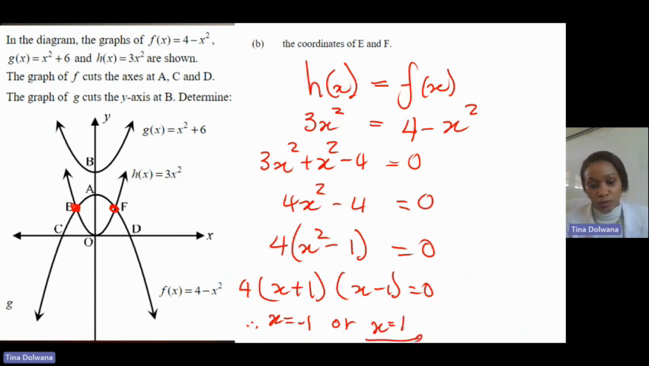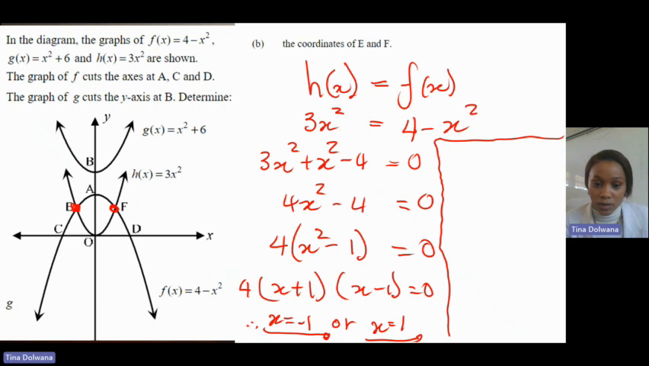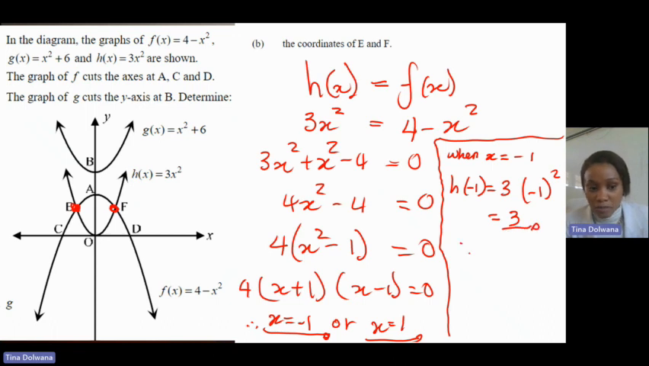Now, I do have those, but these are not x-intercepts. They basically have y values. So we need to now calculate those y values so we can have the coordinates. I'll start with when x is equal to negative 1, then we'll have 3 times negative 1, all squared. I'm just using h of x. You can use f of x as well. So then the answer will be positive 3. Now that means E is actually (-1, 3), which makes sense.